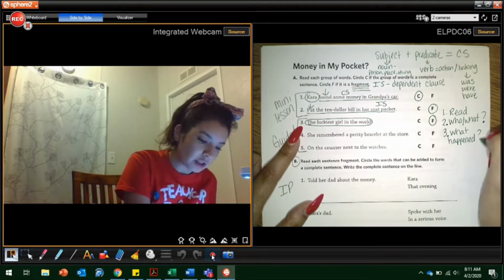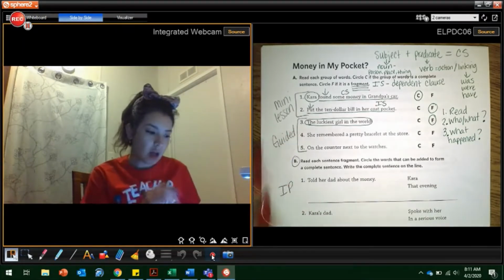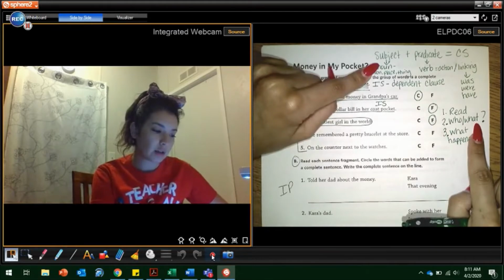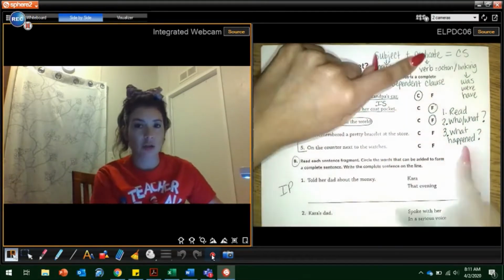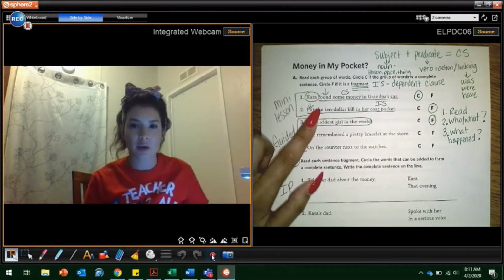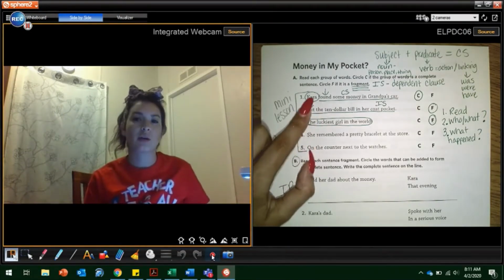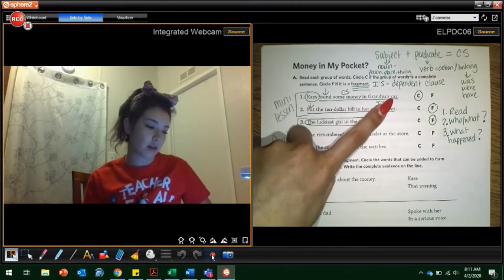What did the subject do, right? And we know our who or what is our subject, and we know what happened is our predicate. So we're finding two parts of a sentence just like we did here. I circled the subject, I underlined the predicate.